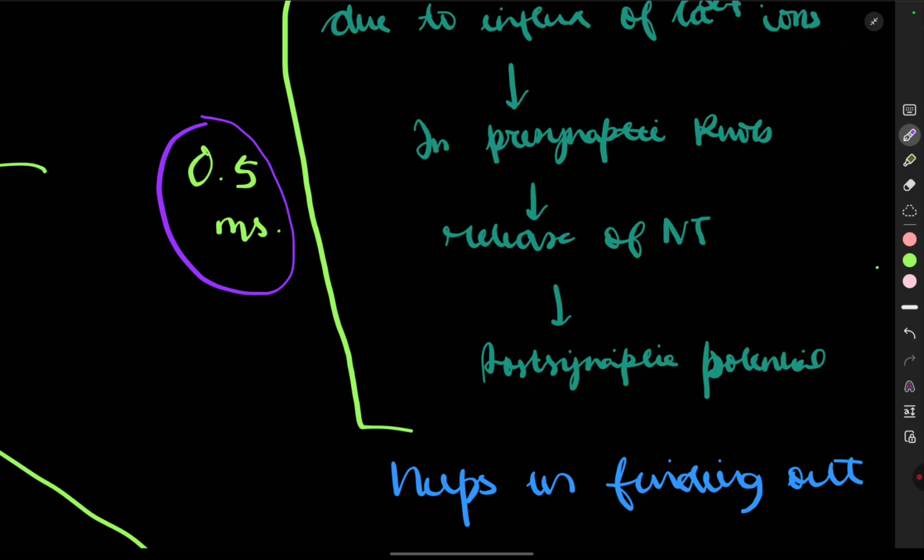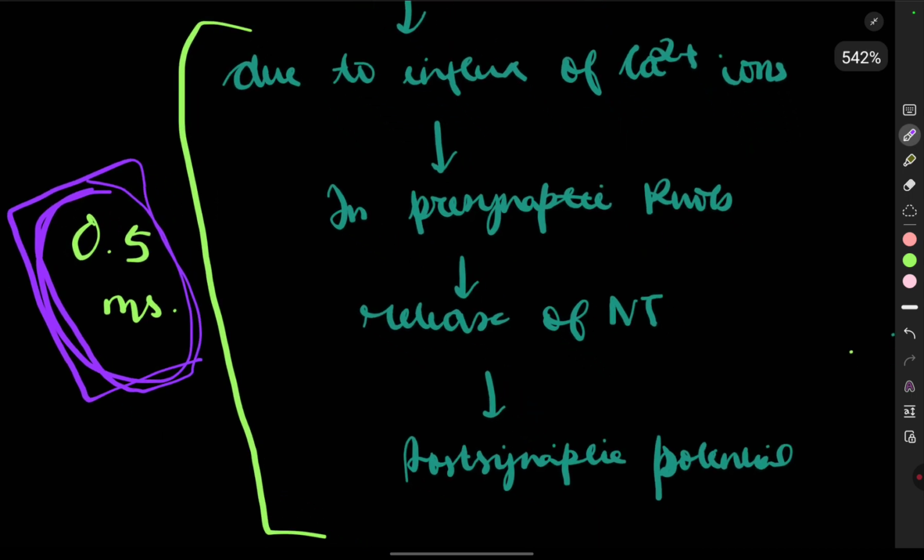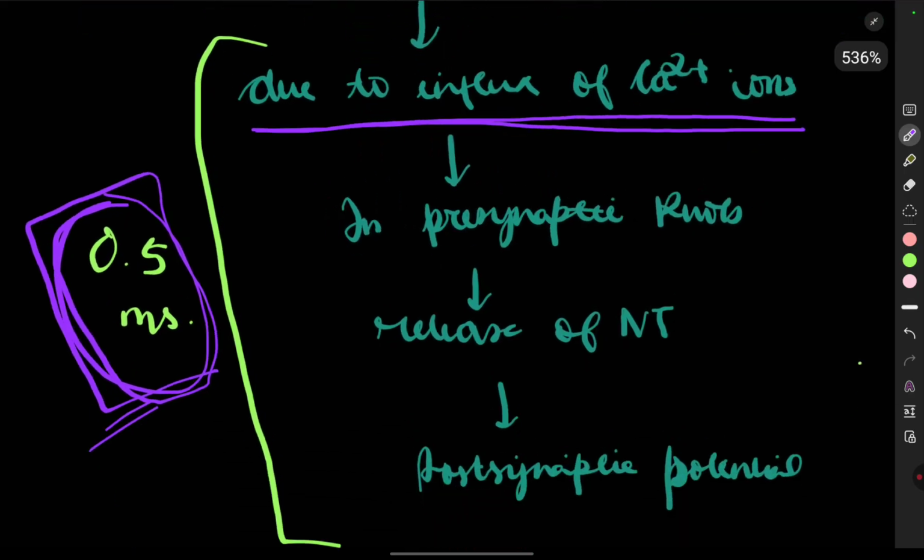Just imagine you're touching a hot pan or a hot utensil. How quickly do you pull your hand back? How quickly do you withdraw your hand? It is due to this. The 0.5 millisecond is a very short duration. It is due to the influx of calcium ions. What happens in this 0.5 millisecond is that an influx of calcium ions occurs.